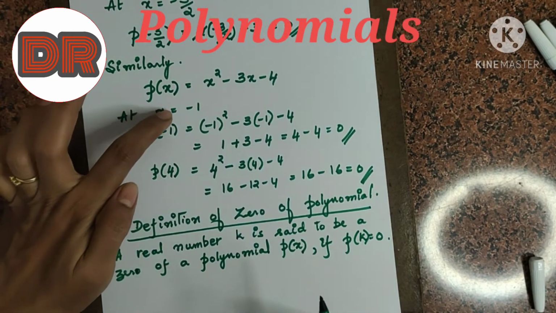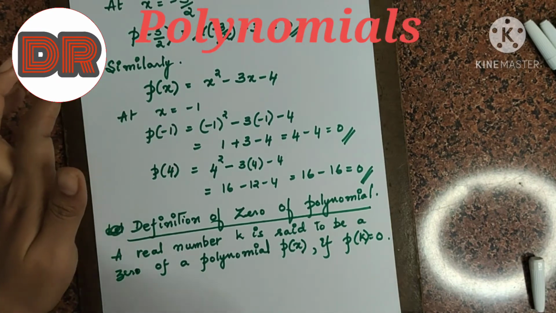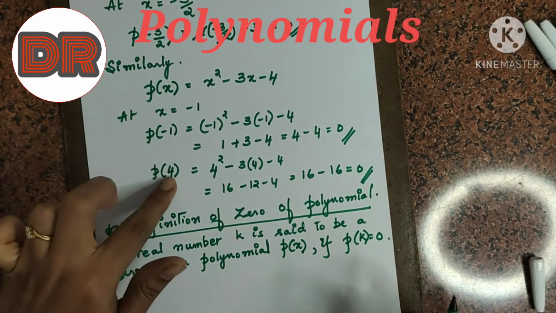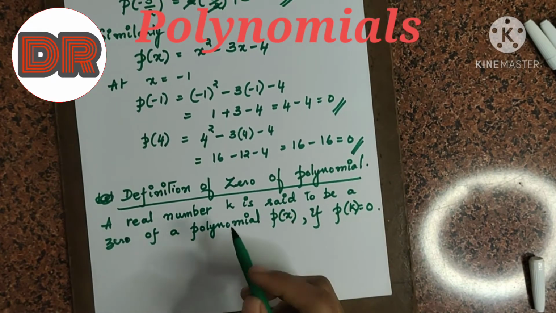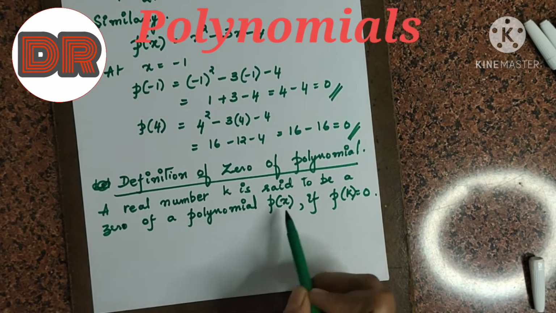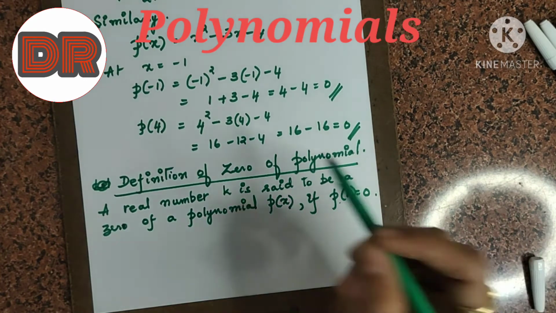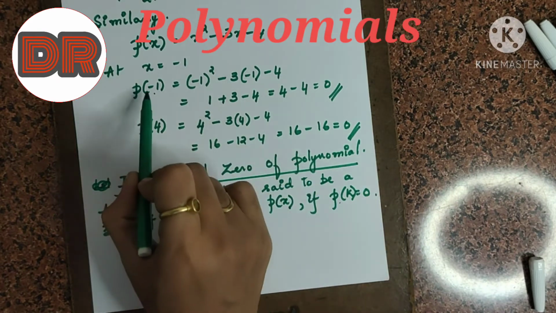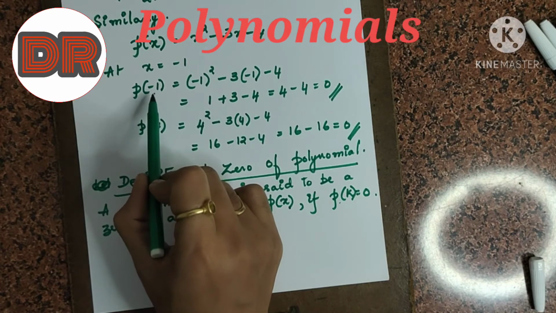So when x is equal to k, where k is any real number, any value of real number. So what are the real numbers here? So minus 1 and 4 I have taken here, for which we are getting 0 as the polynomial value. So any real number k is said to be a 0 of a polynomial p of x if p of k is equal to 0. So when you substitute that k value in the polynomial, you should get 0. Then we can call that particular value, that is the real number, as 0 of the polynomial.